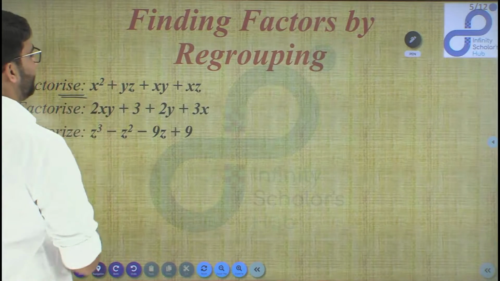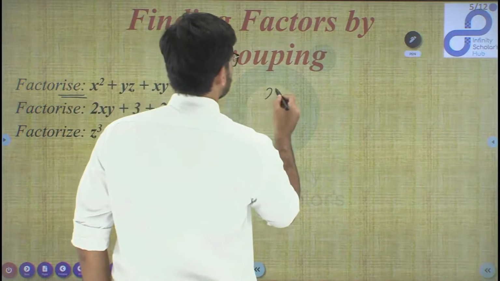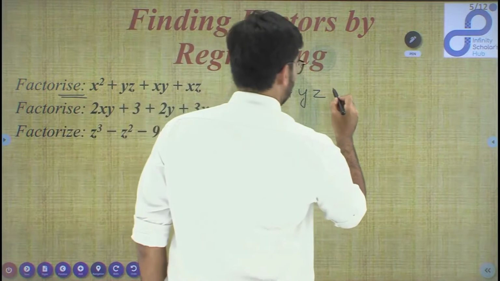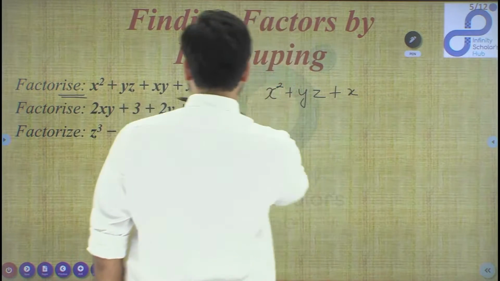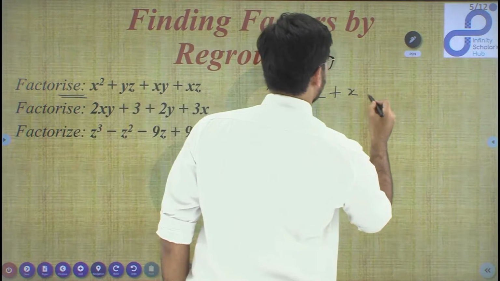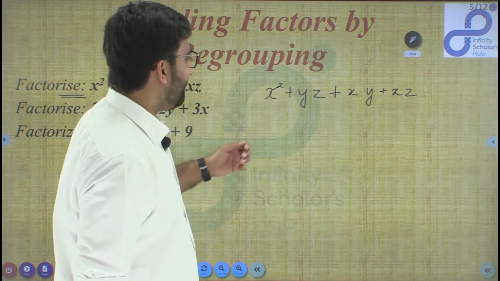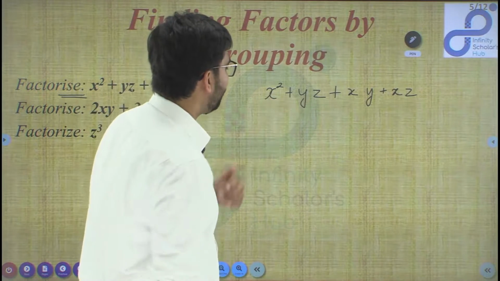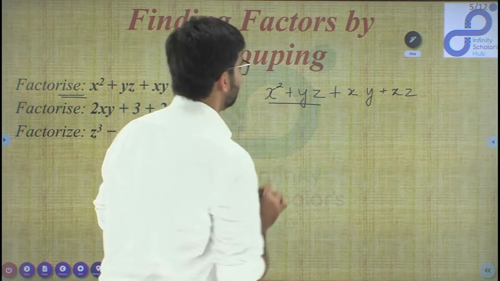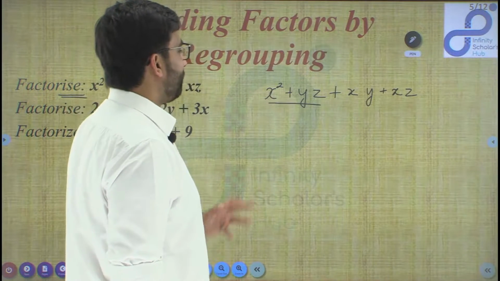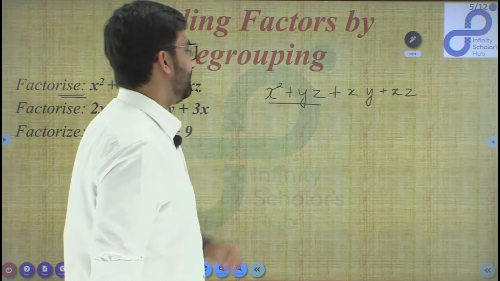So basically the first sum, if you see, it is given x squared plus yz plus y plus xz. Now if you observe properly, in the first two terms, there is nothing common in the two terms. Okay, so what will I have to do? I will have to shuffle the terms.